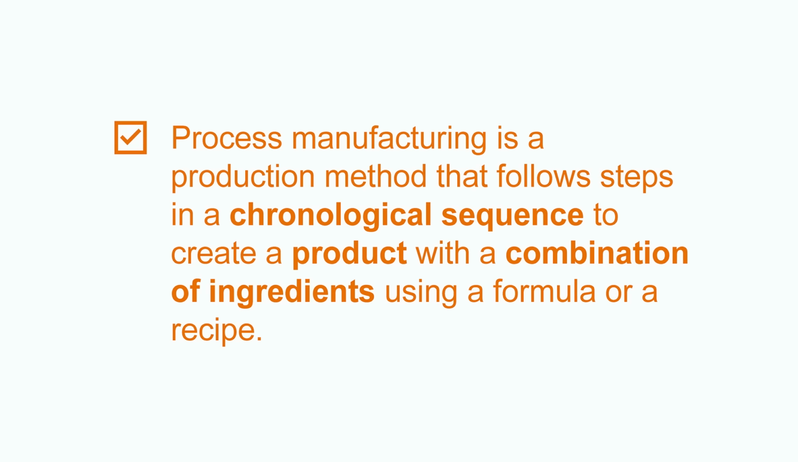Therefore, the basic characteristics of process manufacturing is a production method that follows steps in a chronological sequence to create a product with a combination of ingredients using a formula or a recipe.